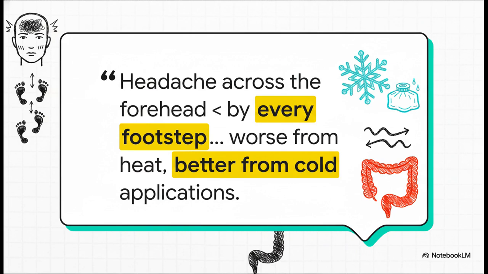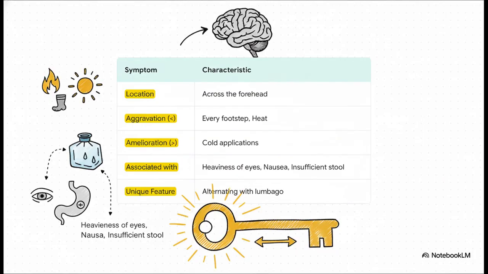And here it is, the classic aloe headache. The location is right across the forehead. The key aggravation is any kind of jarring or every footstep, which sounds a lot like belladonna or bryonia, right? But notice the unique connections here. It gets better from cold, it can actually alternate with lower back pain, and it often comes on after an incomplete bowel movement. So here we can see that whole picture laid out nice and clear.